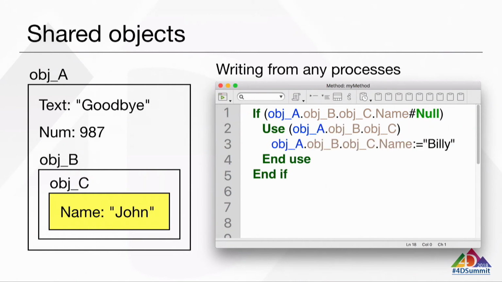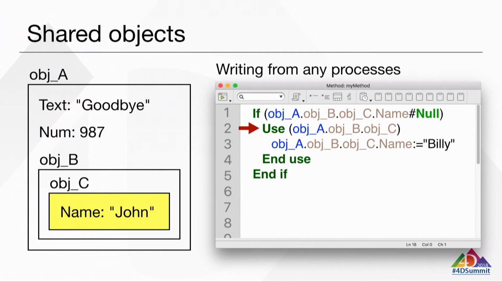Writing applies the same thing. Let's say we check at the top level to see if the name inside of object C is actually there. If it's there, maybe I want to make some modification. In order to modify something inside of a shared object, you also have to call Use at that level. So in this case, we call the Use command and put in object A dot object B dot object C, and then we can modify the name property within object C.